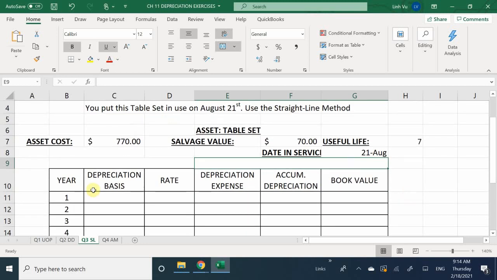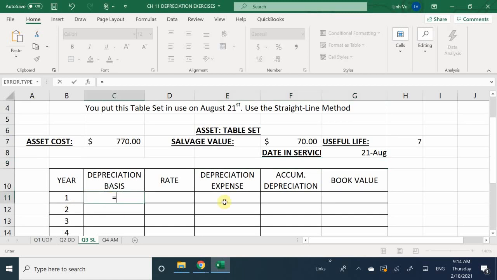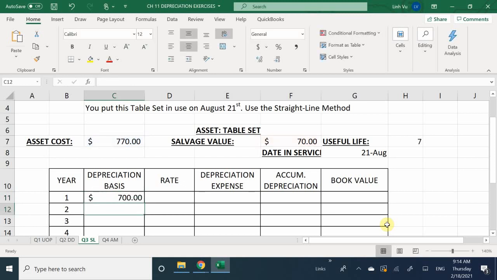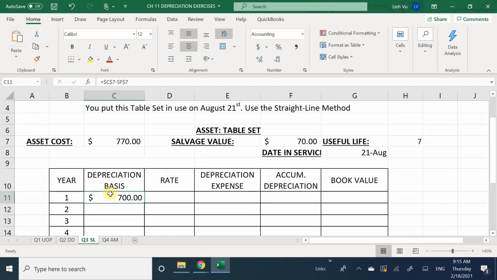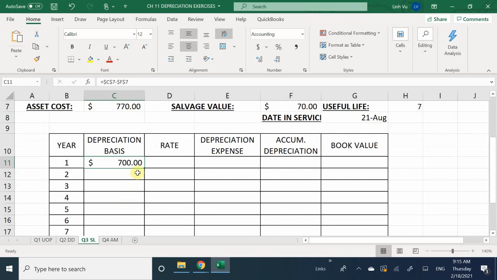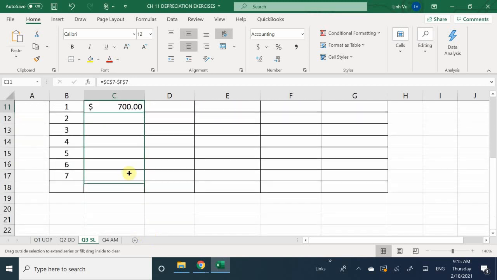Okay, so let's go ahead and solve for the depreciation basis. What's my depreciation basis going to be? 700. Yes, it's your asset cost minus your salvage value, which in this case is 770 minus 70, giving you 700. And what can we assume about the 700? It's going to be the same for the rest of its years, yes, because it's straight line.